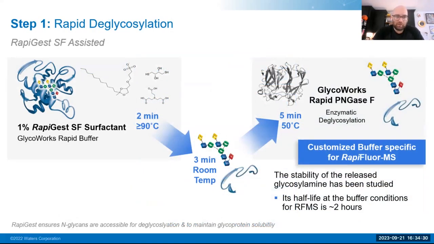So again, even just leveraging some technologies that have been within our repertoire for a while, specifically RapiGest SF surfactant. This is an MS compatible surfactant. With high temperatures, we're able to denature the protein very fast within a couple of minutes, cool that down, and allow for the rapid release and deglycosylation. So again, we're talking about the ability to do that within a few minutes.